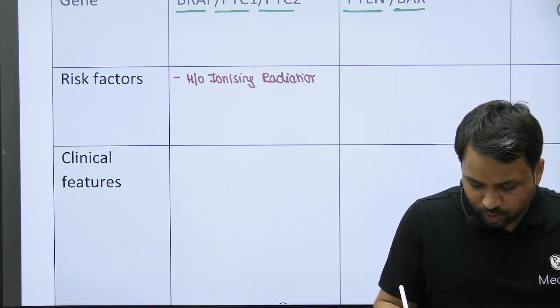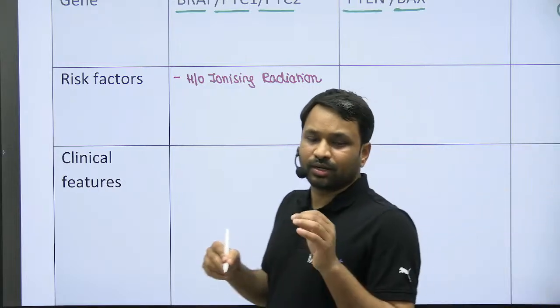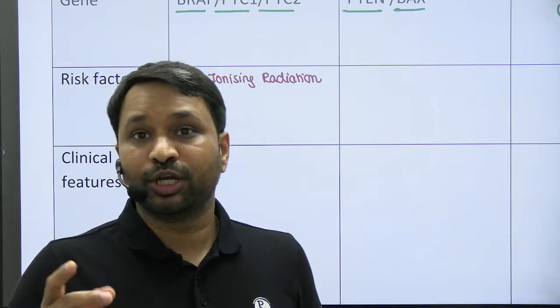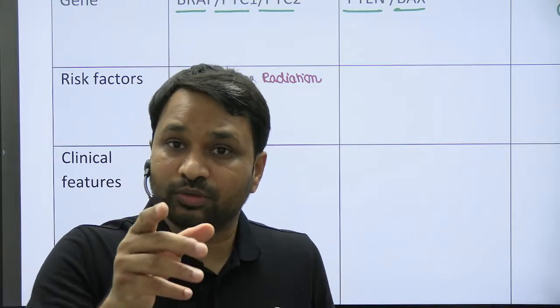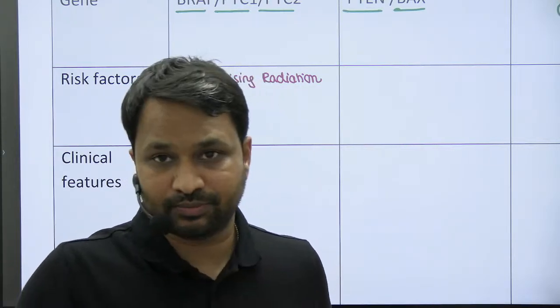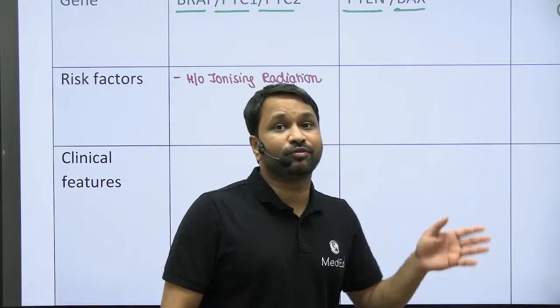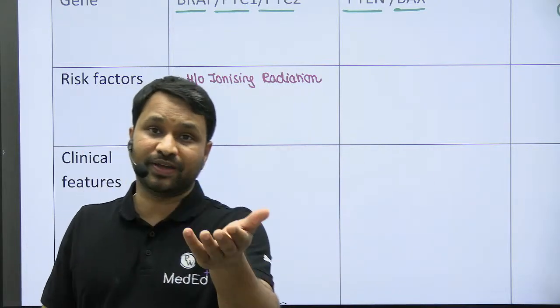History of exposure to ionizing radiation. Now, it is an important thing to understand that this radiation exposure should have occurred at the age of 5 and less. So if a patient has an exposure of ionizing radiation at age below 5 years, the probability of developing that into a papillary cancer thyroid is very high.